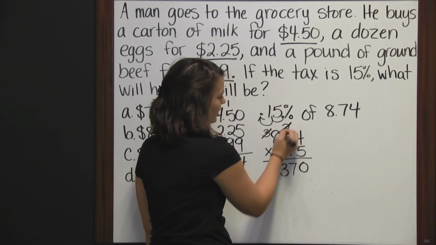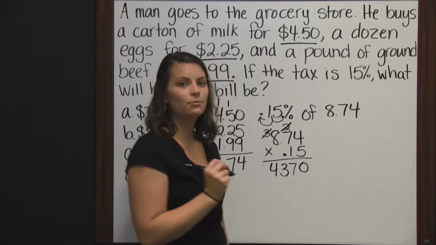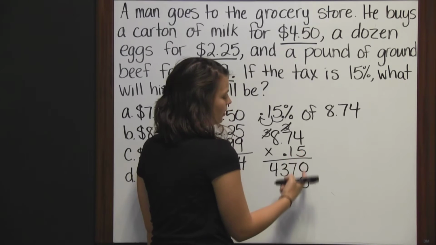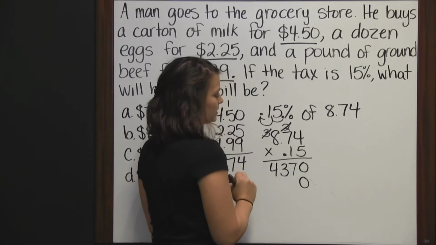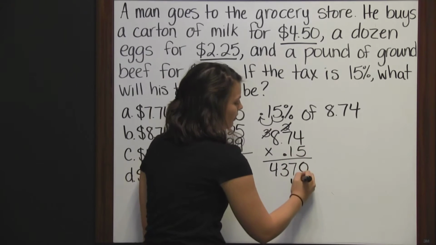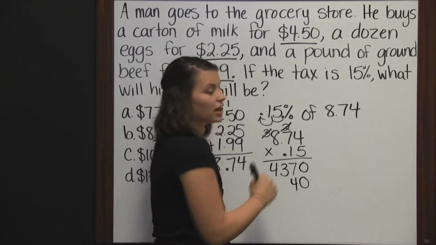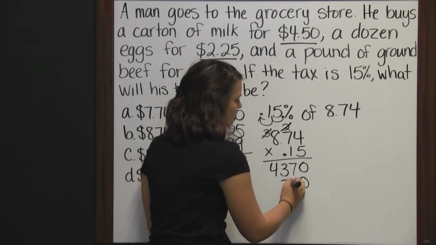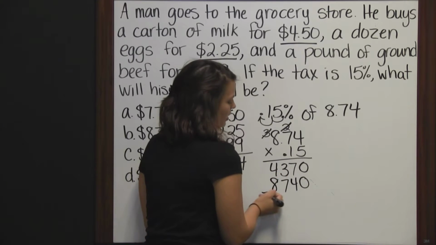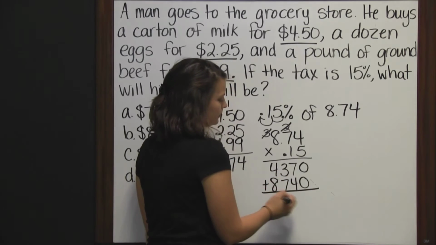And then we'll get rid of these because now we need to multiply times 1. So first write a 0 placeholder since we're not multiplying in the ones place anymore. And then take 1 times 4 to get 4. 1 times 7 is 7. 1 times 8 is 8. And now we can add those together.